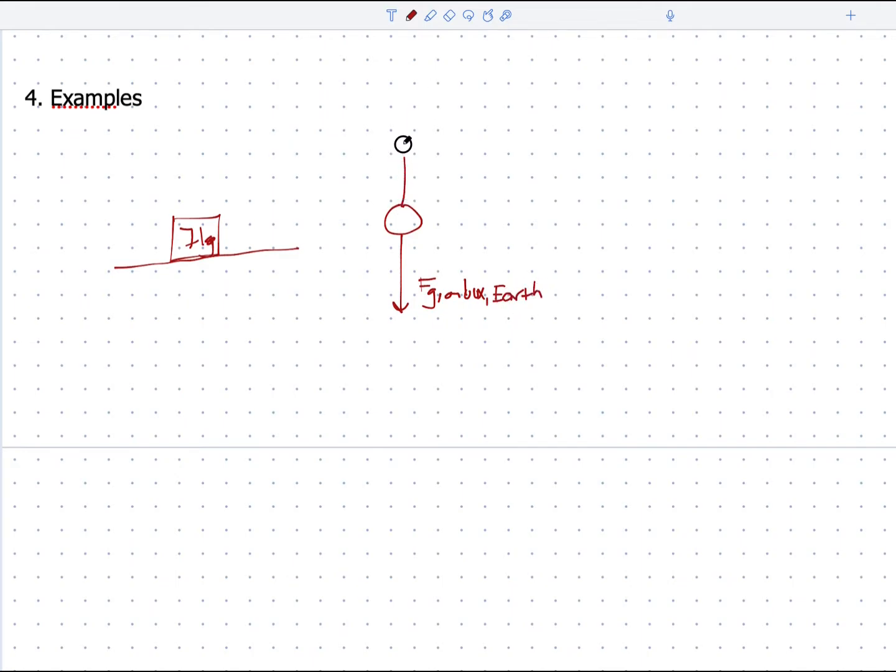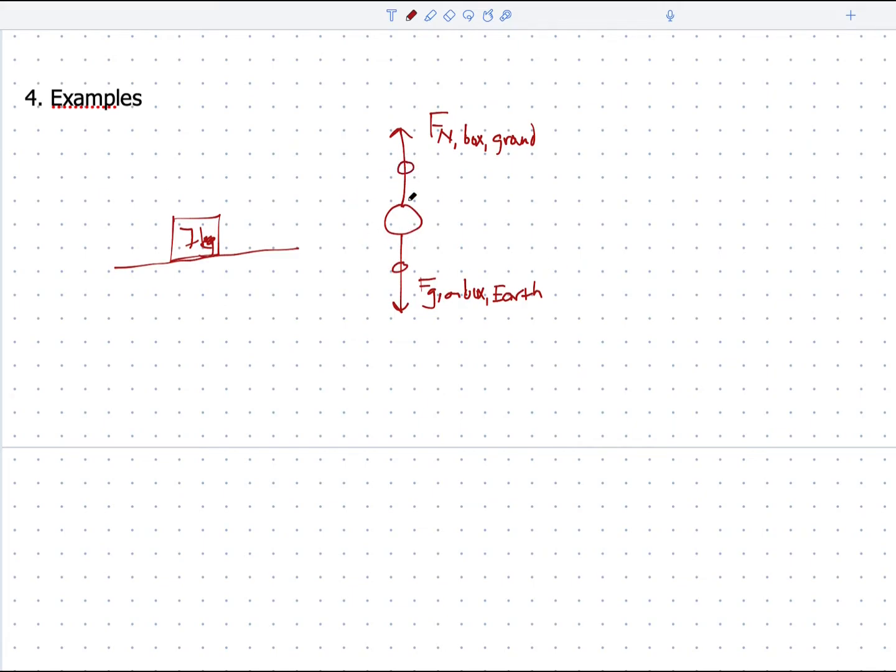And you will have pointing up, because the box is sitting on the ground, a normal force on the box by the ground, we'll say. Okay, and those two forces have to be equal to each other.